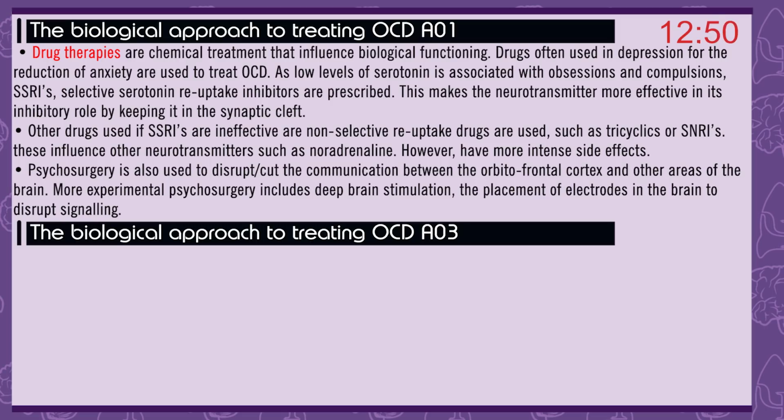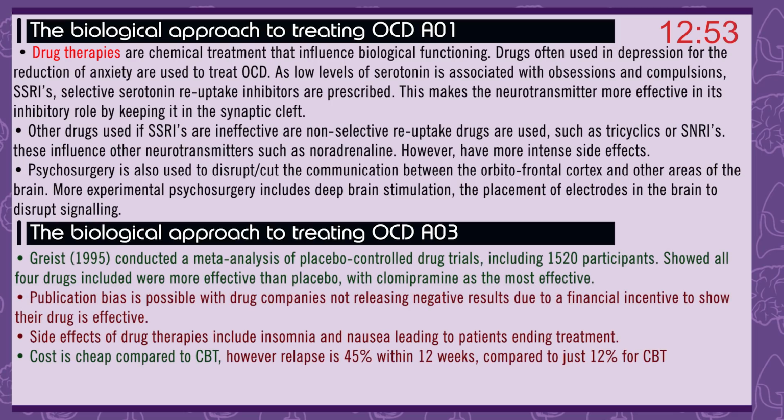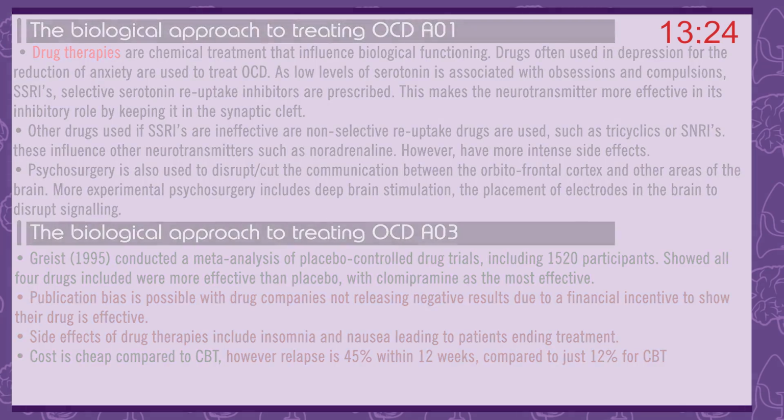Grist in 1995 conducted a meta-analysis of placebo-controlled drug trials, including 1,520 participants, showing all 4 drugs were more effective than placebo, with clomipramine as the most effective. Publication bias is possible with drug companies not releasing negative results due to a financial incentive to show their drug is effective. Side effects of drug treatments include insomnia and nausea, leading to patients to end treatment. Cost is cheap compared to CBT, however relapse is 45% within 12 weeks compared to just 12% for CBT.